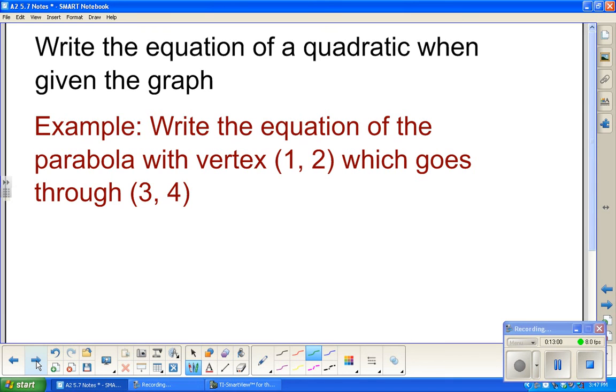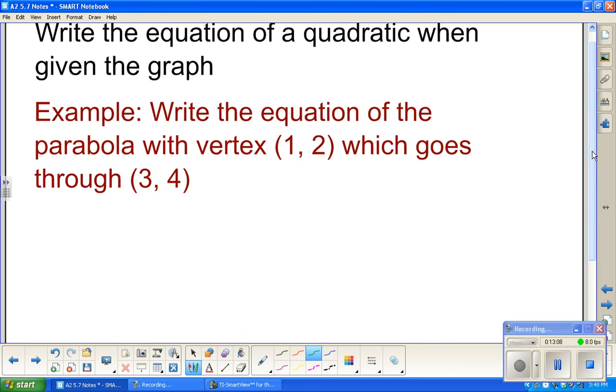Okay, and last thing in the section, we want to be able to write the equation of a quadratic when we know the vertex and we know another point that is on the graph. Okay, so we know the vertex of this thing is 1, 2. We know it goes through the point 3, 4. Okay, so just to kind of get a little visual, again, not mandatory to graph this or anything, but just so we can kind of see what we're dealing with. 1, 2. So the vertex is at 1, 2. There's my vertex. And another point on this thing is 3, 4.